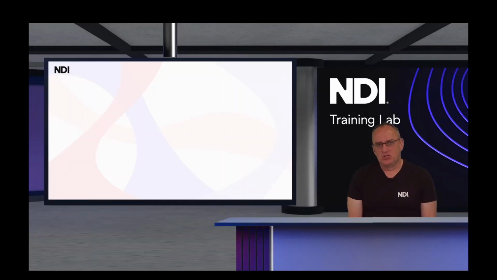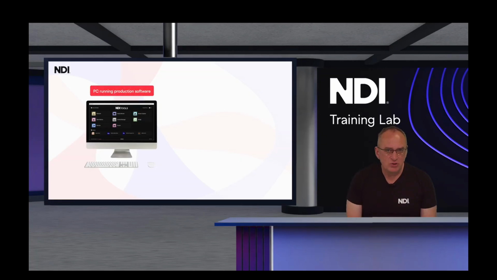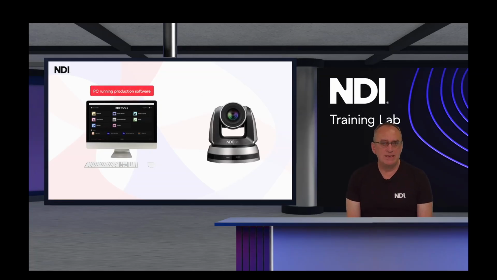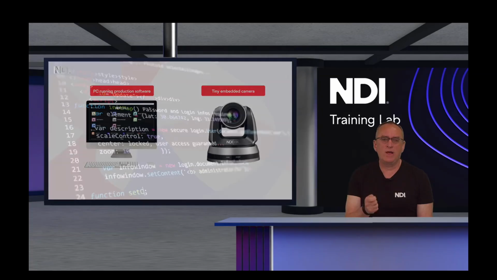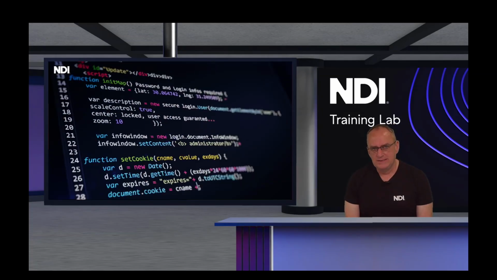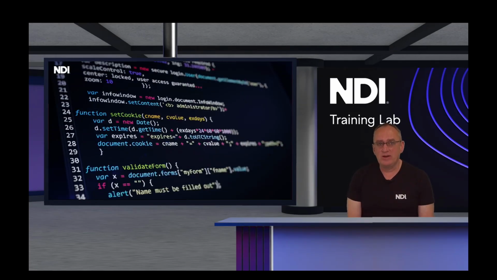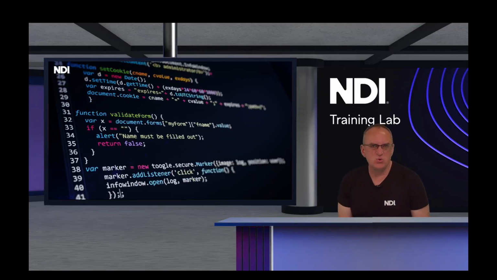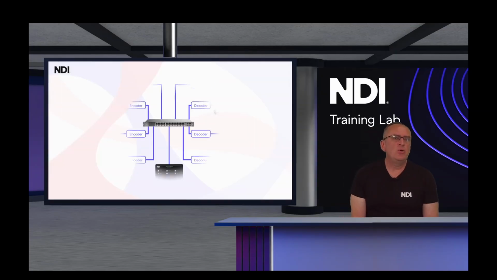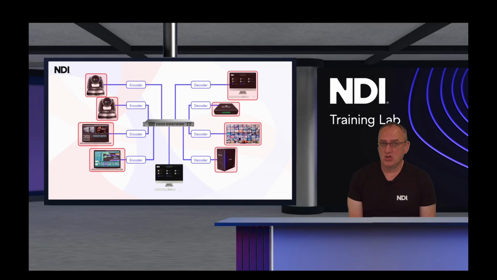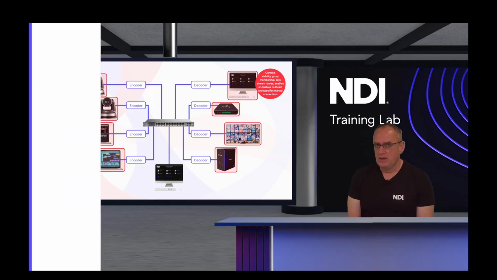Behind every NDI stream, whether it's a PC running production software or a tiny embedded camera, there's something quietly working in the background: the NDI configuration file. So what does it do? Well, it defines how your NDI device discovers others. It controls visibility and group membership, and it sets stream names, enables or disables multicast, and specifies manual connections across networks.